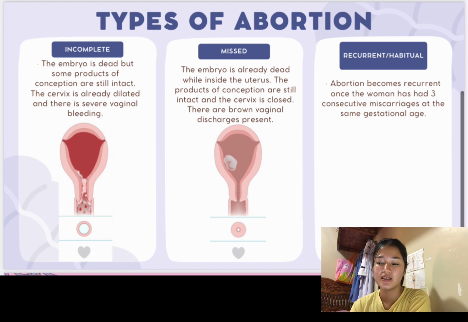Ayan. Next is recurrent or habitual. So, abortion becomes recurrent once the woman has had 3 consecutive miscarriages at the same gestational age. So, it happens if si mother nagkaroon na ng abortion for 3 consecutive times na sunod-sunod. Ayan.